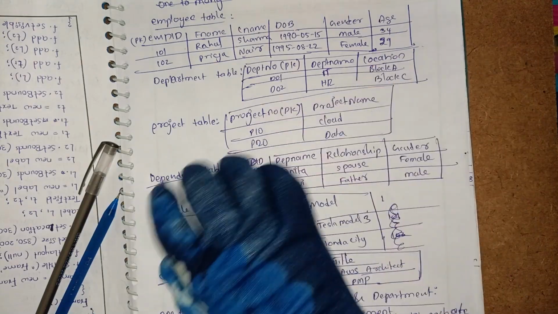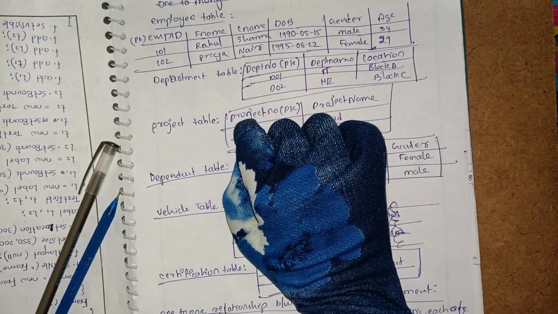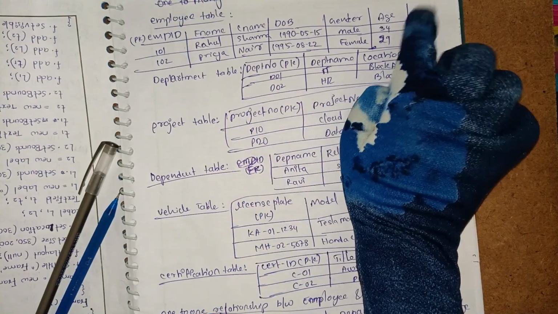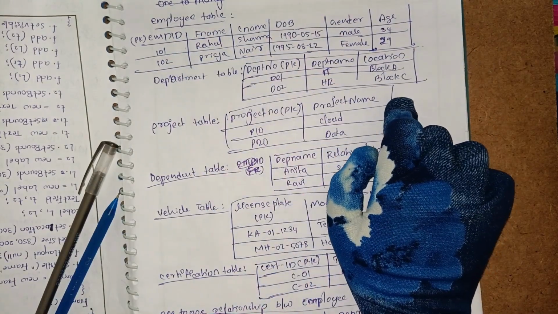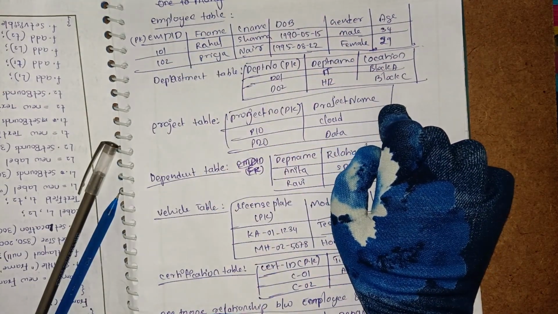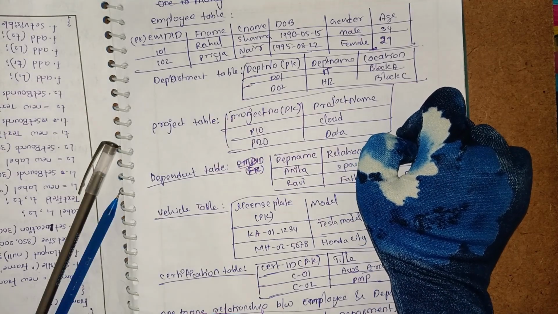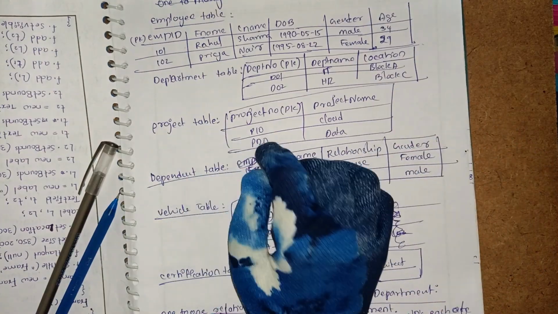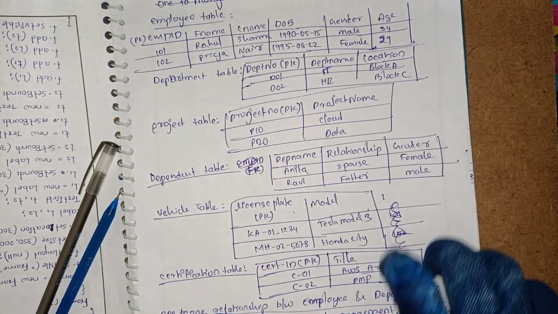I have set an example of placing the project number in the employee table, and if the employee ID is placed in the project table as a foreign key, then the same will happen, severe redundancy, because of repeated data. Okay.